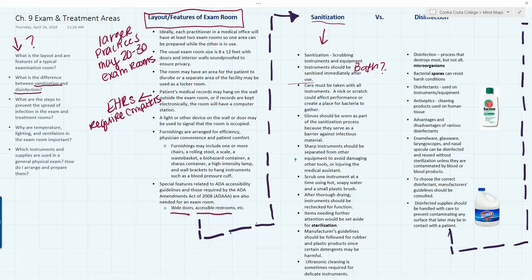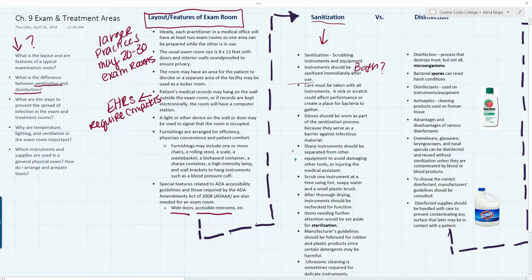You also need to make sure that you are careful with all of the instruments. Any nicks or scratches on them could affect their performance, and it can also create a place for bacteria to gather, which is never a good thing when we're using those on people. You should always make sure you're wearing gloves as part of the sanitization process because they serve as a barrier against infectious material.